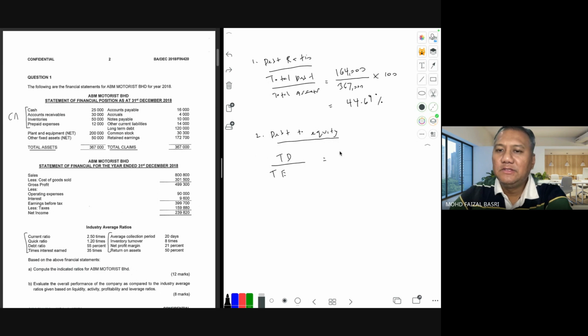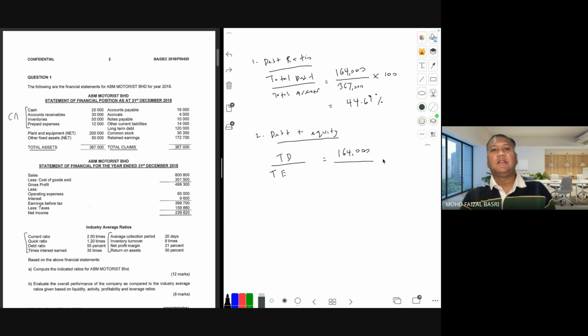Okay, so we already have the total debt of 164,000. And for total equity, we have to add 30,300 plus 172,700. So it's 203,000. Don't forget to multiply with 100 because debt to equity is also a ratio in percentage. So here the debt to equity is about 80.79%. Okay, so for debt to equity we cannot compare.